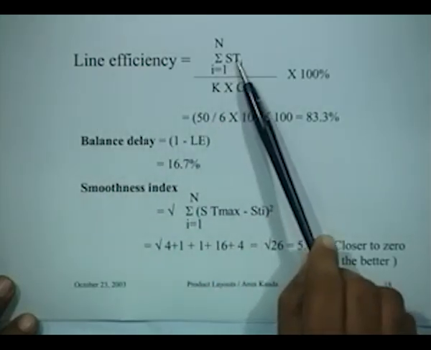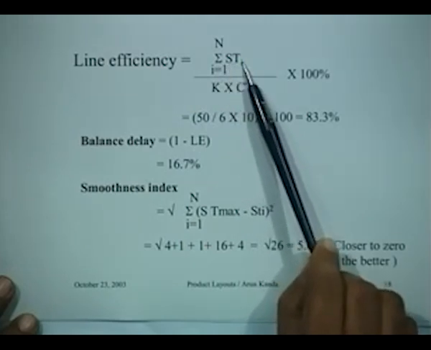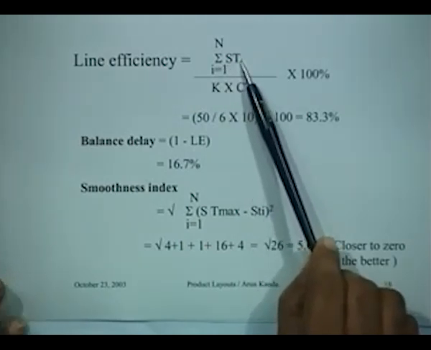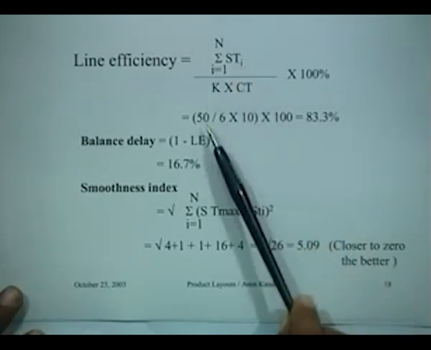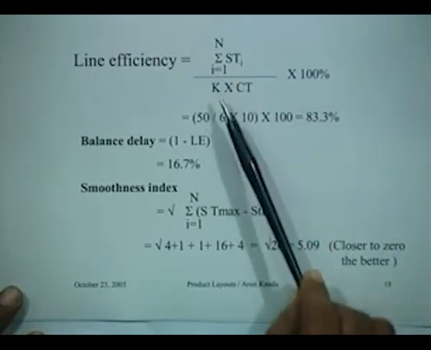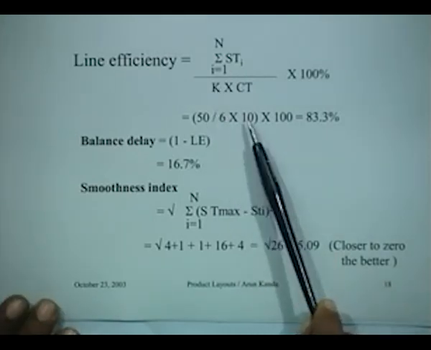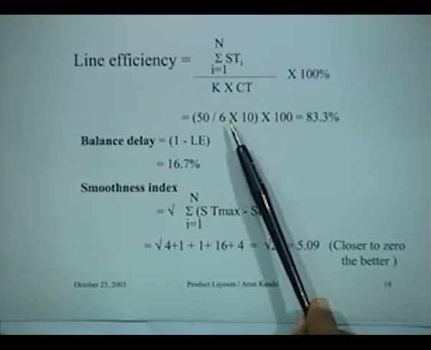And this is nothing but the summation of all the station times, and summation of the station times will be nothing but the total time for all the jobs. So you have 50 divided by k. K is the number of workstations. The number of workstations that we have got is 6, into the cycle time of the line is 10.